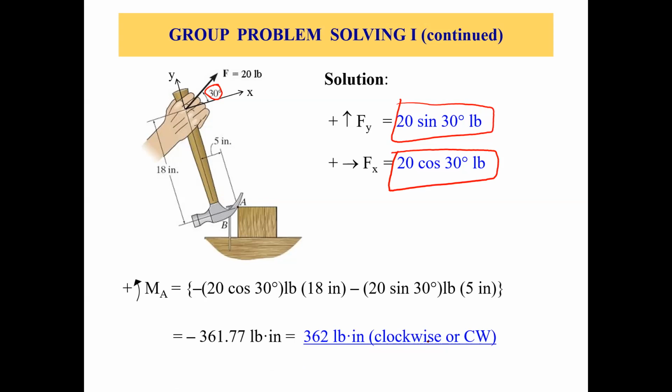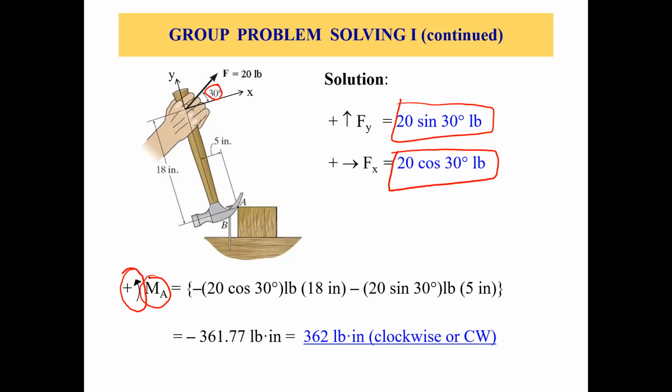We'll sum up the moments due to Fx and Fy, and we'll consider the positive and negative sign with respect to the sign convention, right? So we'll always use counterclockwise as positive. We are finding M sub A. Now let's first talk about the moment due to Fx, right?